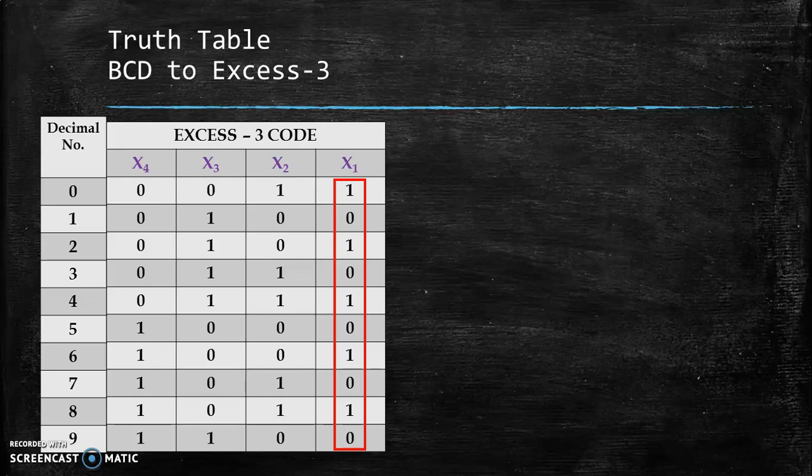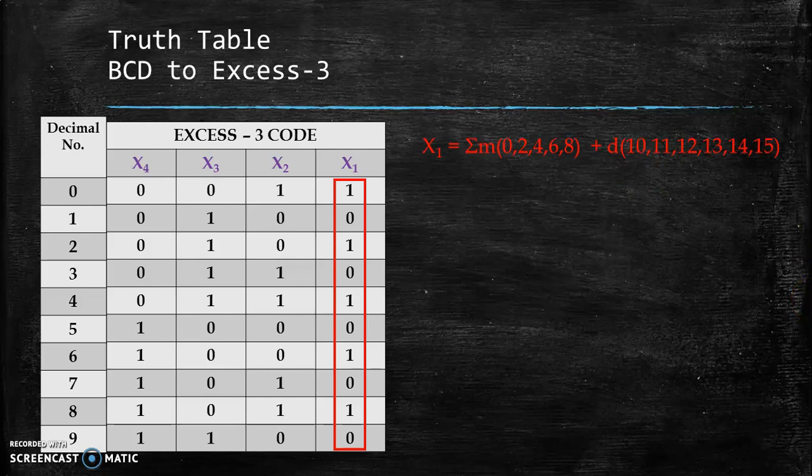Now we have to write minterms for X1, meaning we have to write the summation of those decimal numbers for which we are getting X1 high. So X1 can be written as summation of minterms 0, 2, 4, 6 and 8. So we can verify 0, 2, 4, 6 and 8. At the same time we have the don't care condition, that is for 10, 11, 12, 13, 14 and 15.